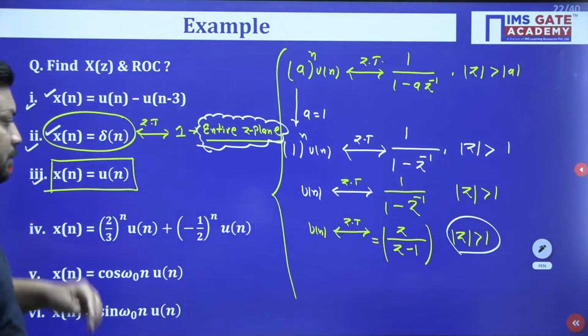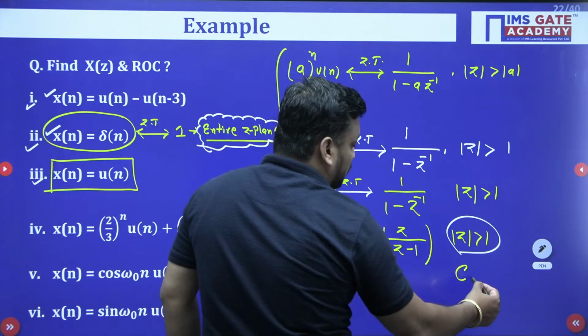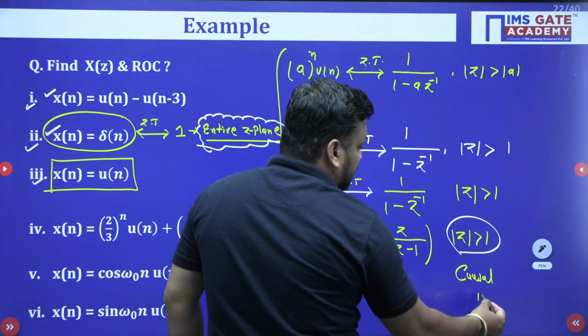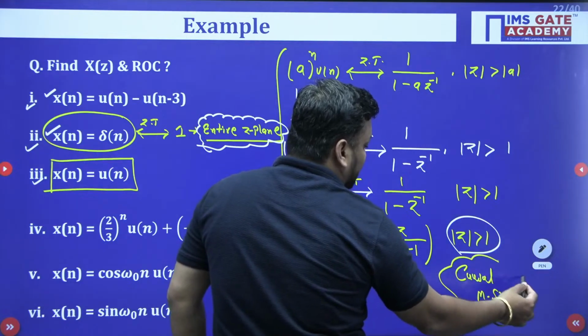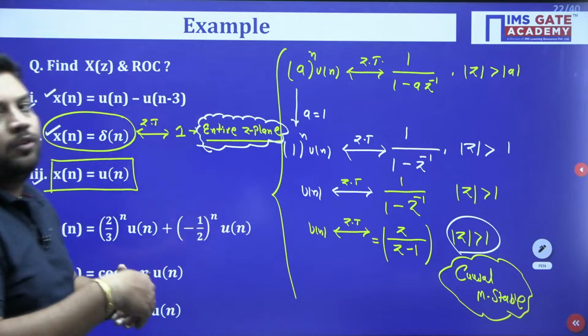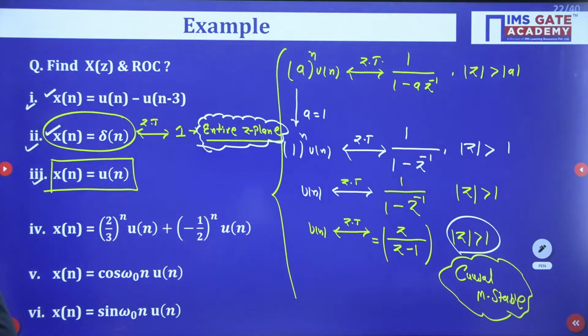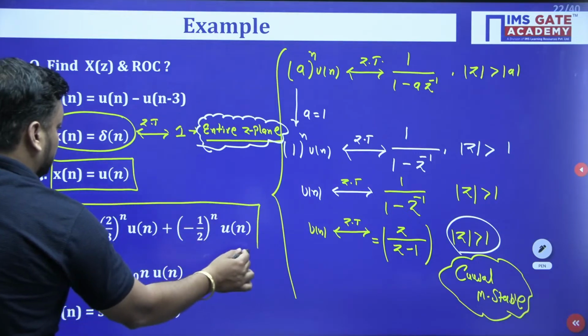Yes, so it is 100% causal, and it is marginally stable. Marginally stable means the ROC does not exactly include the circle, but starts from 1. That is why it is the marginally stable case. Okay, marginally stable. Now you should tell me, bacho, this question.